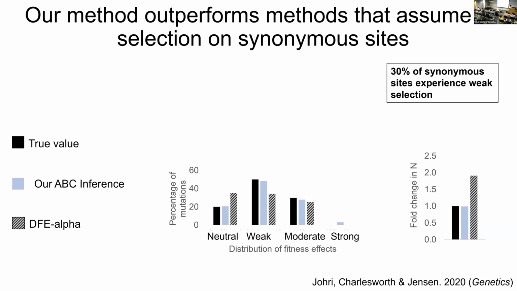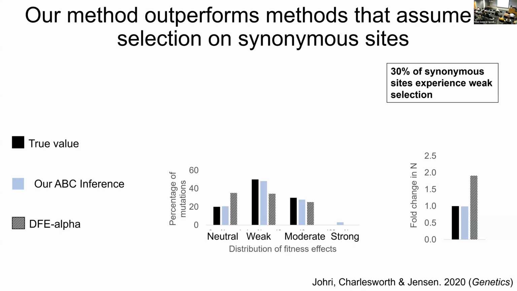The other methods will get the population size incorrect, of course, in this case, and also get the fitness effects incorrect. By being able to account for selection acting on synonymous sites, we're able to get a slightly more accurate view of fitness effects of mutations in coding regions.